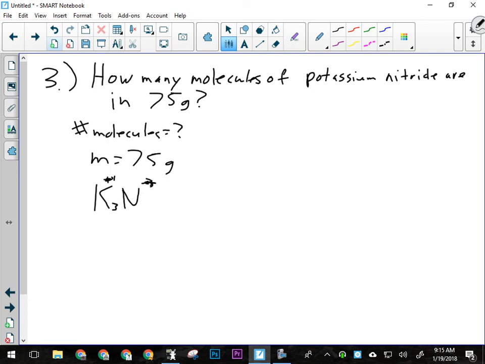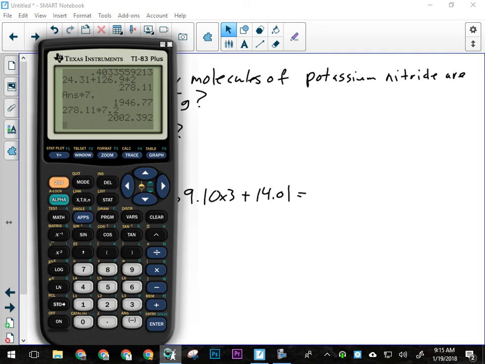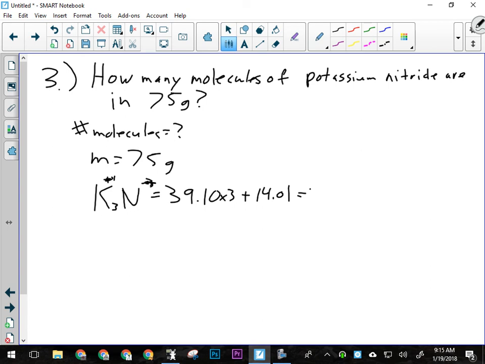Okay, so we're looking at 39.10 times 3 plus 14.01. Okay, so 131.31 grams per mole. Okay, what can I find with little m and big M? Number of moles. All right, let's find that first.